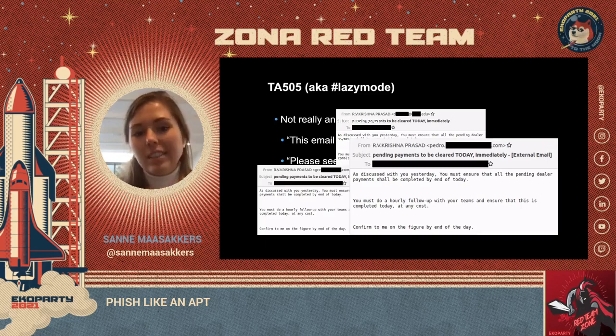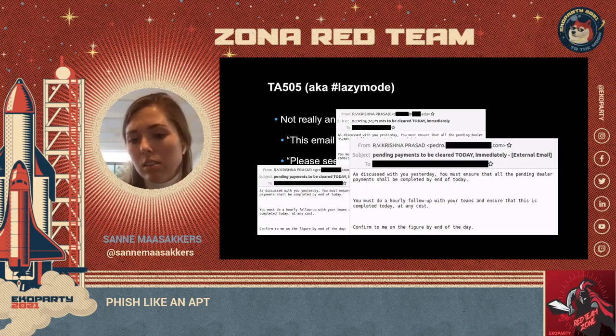So what this group does is that they got email credentials from someone. They have a business email compromise, and then they send out phishing emails from that account to other people, but only change the sender name. So then it looks like it's sent from Krishna Prasad, but it doesn't match the sender email address.